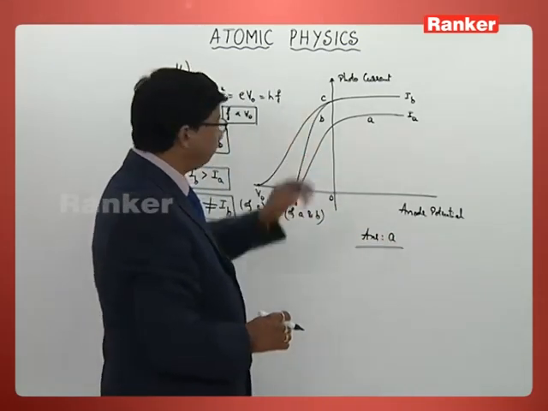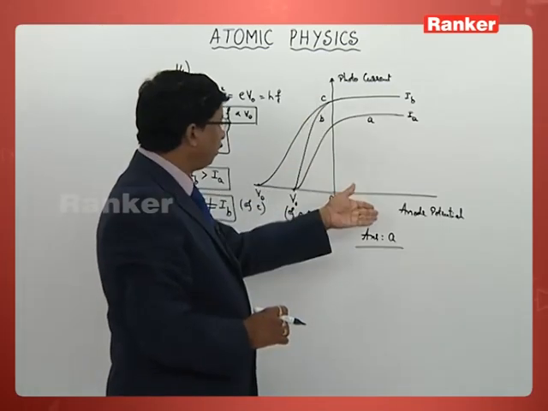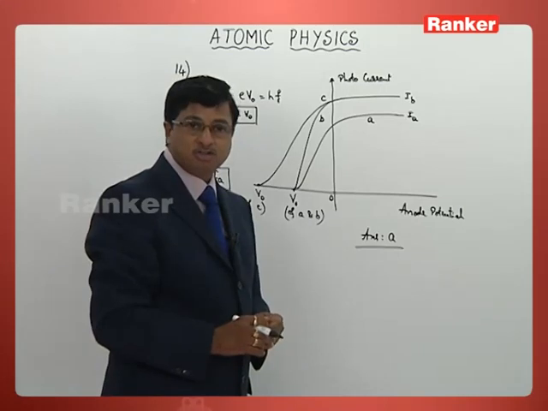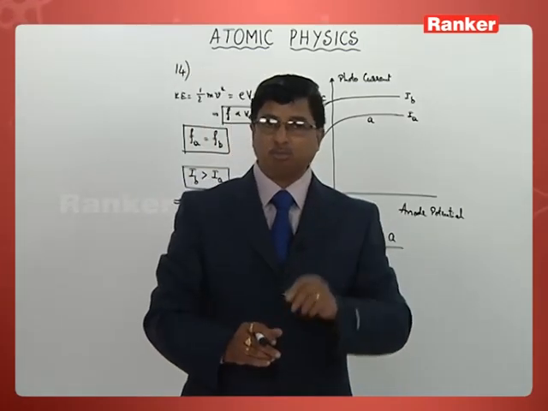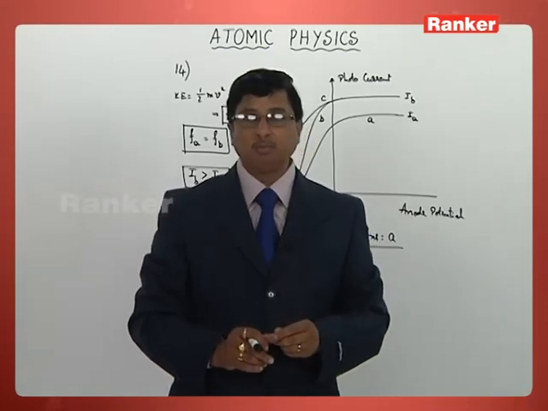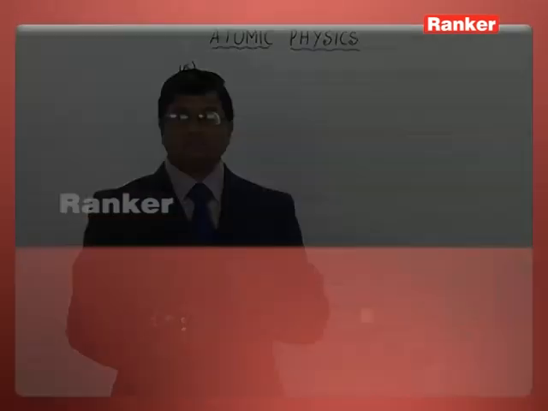One of the wonderful questions I have created here, that is simply by taking a graph plotted between anode potential and the electric current in the form of photoelectric current that is produced there. That is problem number 14. Switch over to the next number now. That is problem 15.